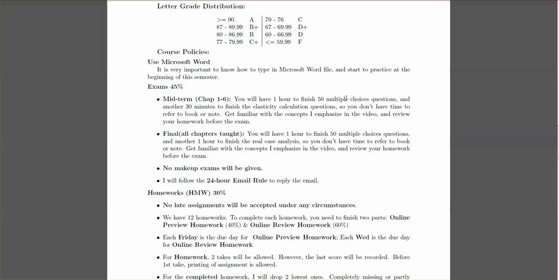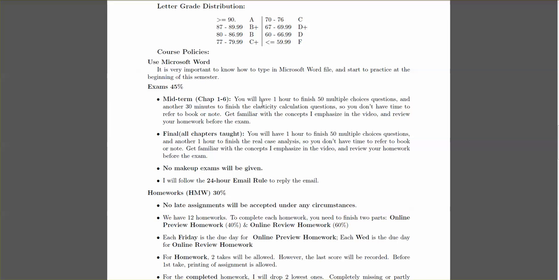So it is a good idea, before the exam, to take time to look at the textbook, the notes, slides, and videos, and get familiar with those concepts, and especially try to review your homeworks. And beyond the 1 hour, you still have 30 minutes. The 30 minutes is to calculate the elasticity.